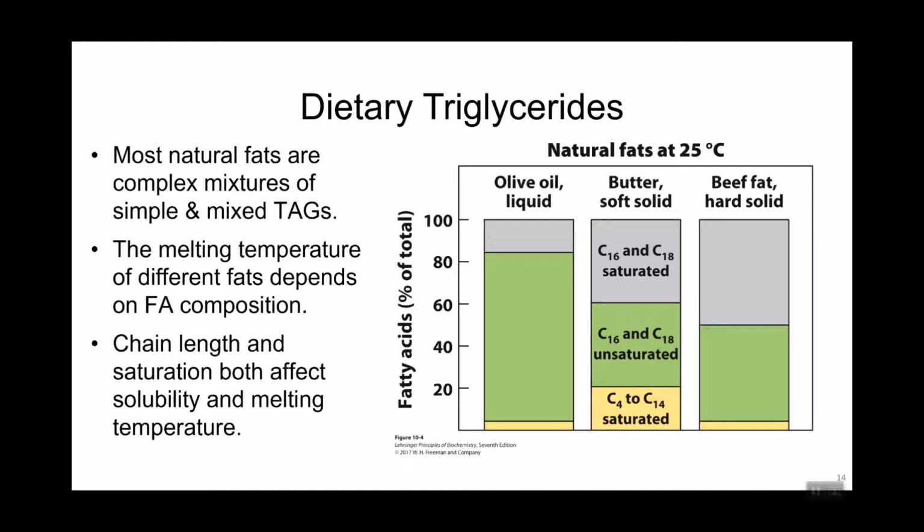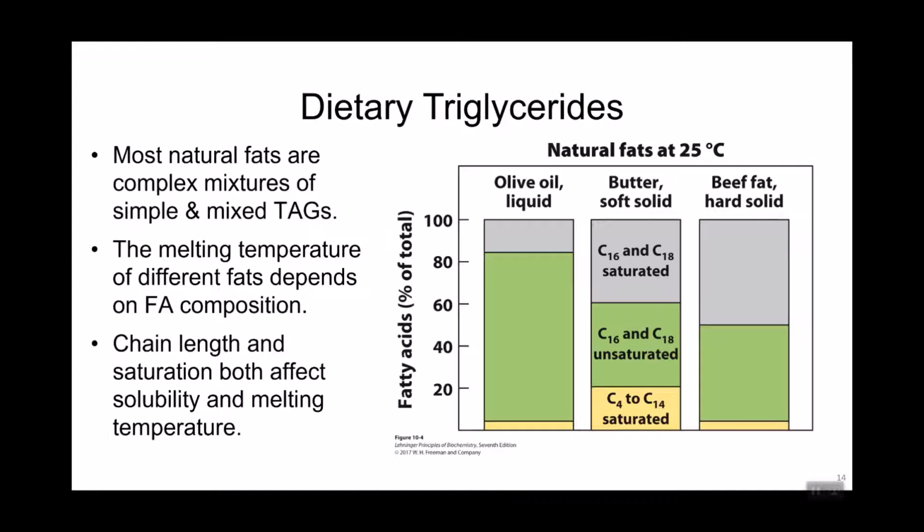When you look at the naturally occurring fats that exist in nature or even in your kitchen, you'll see that most are mixtures of different types of fatty acid chains. The length and level of saturation affects their melting temperature.